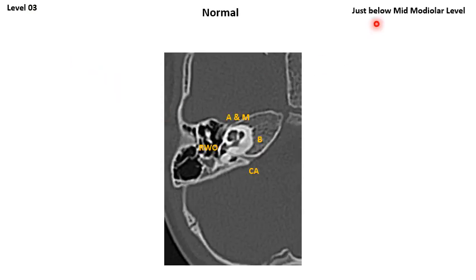Just below the mid-modiolar level, we will see this level with the basal turn coming into appearance. The round window will start to show. There will be round window overhang, and here the cochlear aqueduct will start to appear. And the cochlear aqueduct is parallel to the internal auditory canal, but at a lower level.